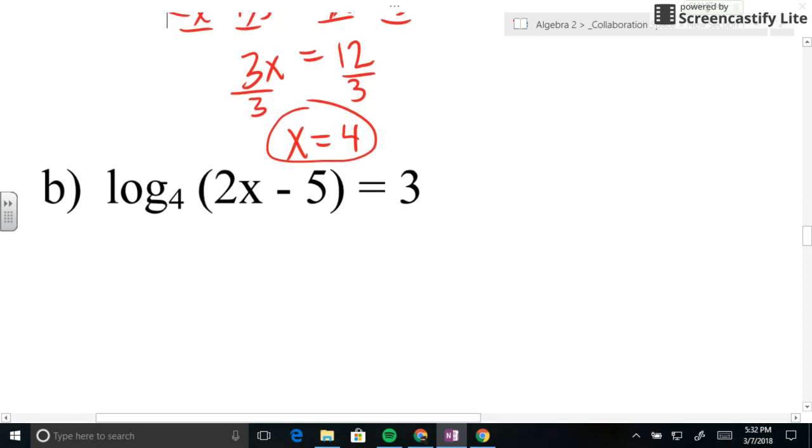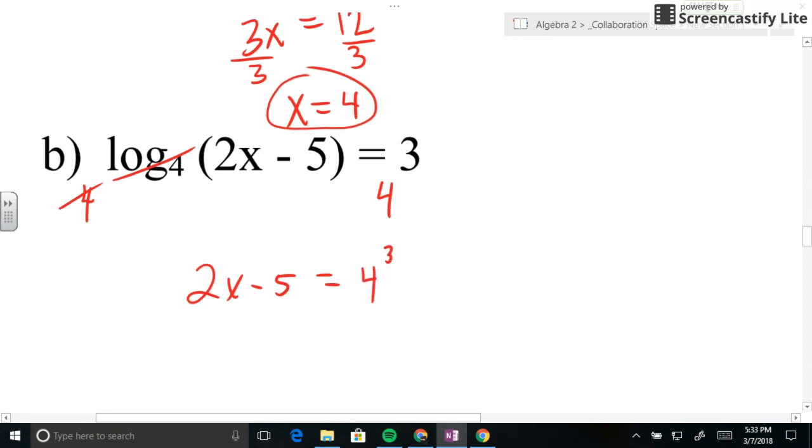Now we have log base 4 of 2x minus 5 equals 3. We have to get rid of the log base 4. To get rid of that, we need to put 4 as the base of some exponent. And whatever we do to the left, we've got to do to the right. So we put a 4 as the base on both sides. The 4 and the log base 4 cancel out on the left. So you get 2x minus 5 equals, and on the right, 4 raised to the third power.